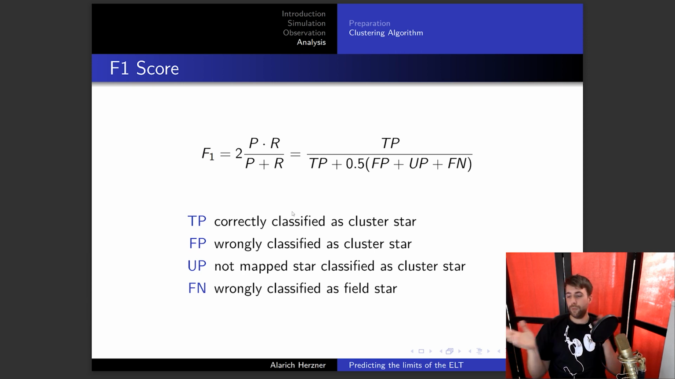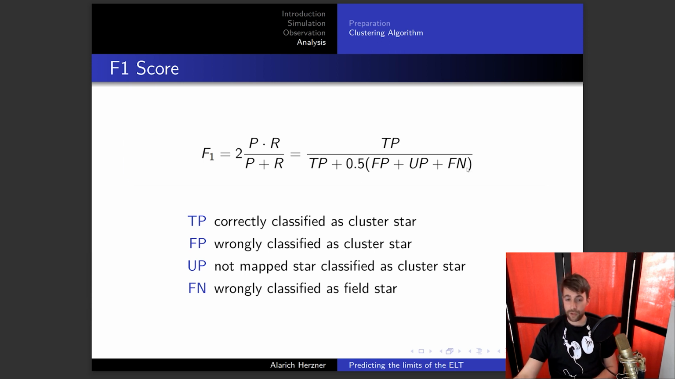So, okay, we use the clustering algorithm, we have some results, right? The result of the clustering algorithm is, oh, this star is a field star, this star is a cluster star, but can we trust these results? So for this, I use the F1 score, which takes into account false positives. False positives are field stars wrongfully classified as cluster stars, and it also takes into account false negatives. False negatives are, of course, cluster stars which are observed, but which are classified as field stars. So also, again, a wrong classification. And how can I even know this? How can I know which ones are false positive, which ones are false negative?